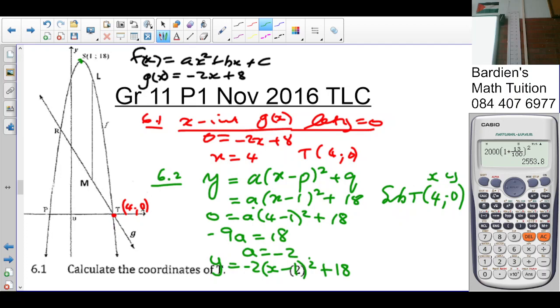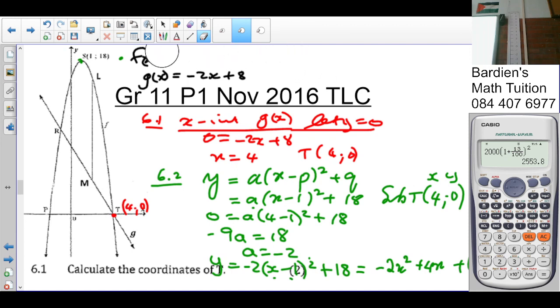I can leave it like that, or, no, I need to write it out because that's the format they wanted. So we multiply this out. It gives us negative 2 into x squared minus 2x plus 1, so that's going to give you negative 2x squared plus 4x, and then minus 2 plus 18 is going to give you 16. So the equation of your parabola now reads f of x equals negative 2x squared plus 4x plus 16. Okay.